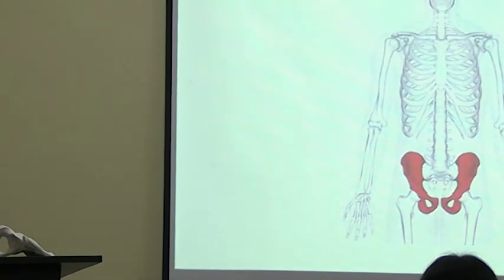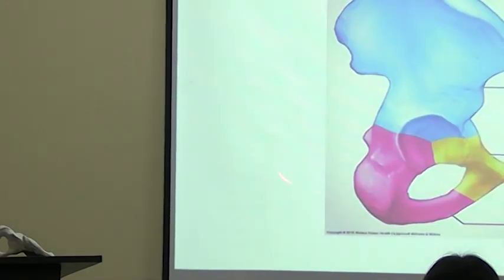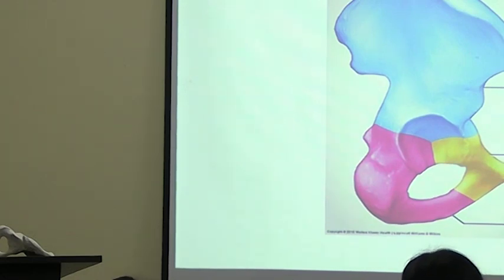So the hip bone is located here. You can see this is the ilium part, and this is the ischium part, and this is the pubis part. So ilium, ischium and pubis. Clear?